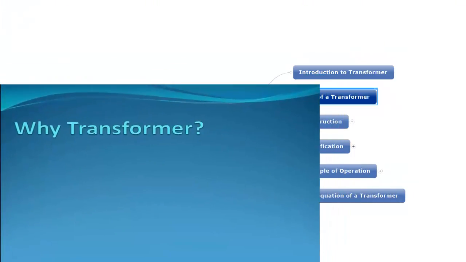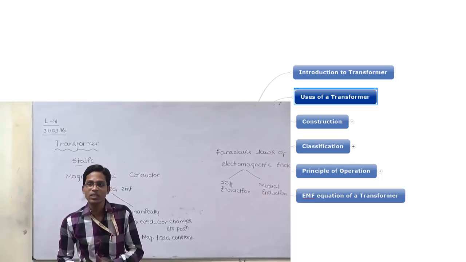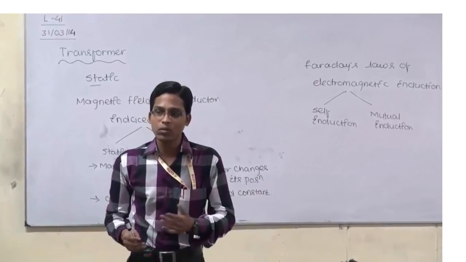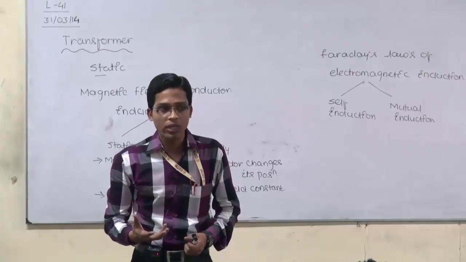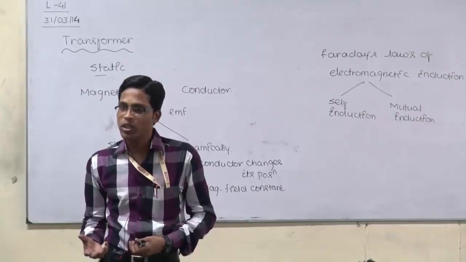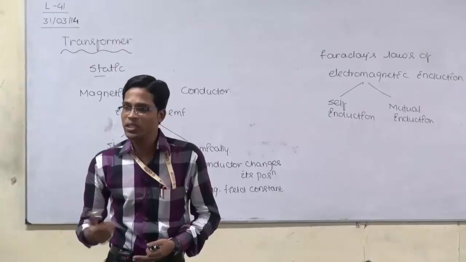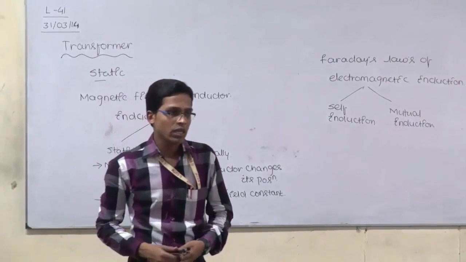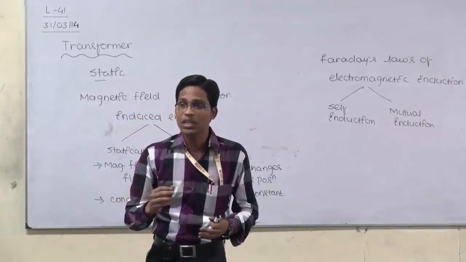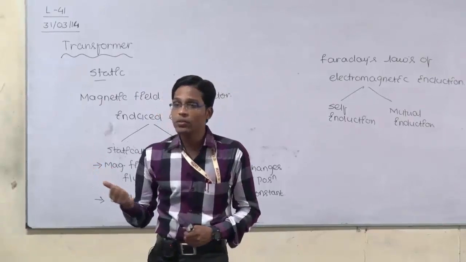Next point is why a transformer? We have read about generators and motors, which are devices used to convert energy, electrical to mechanical or mechanical to electrical. When we want to use mechanical energy, we use a motor, either a DC motor or an AC motor. If we want electrical energy, we can use a generator to generate it. But what is a transformer doing? As I told you in the first slide, a transformer is not an energy converting device, it can only transfer the energy. So why are we using a transformer?